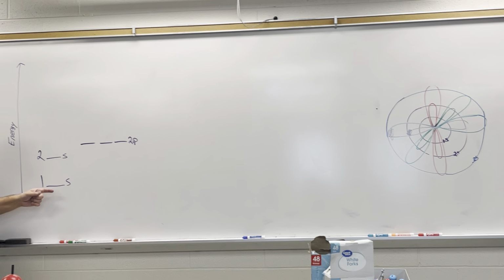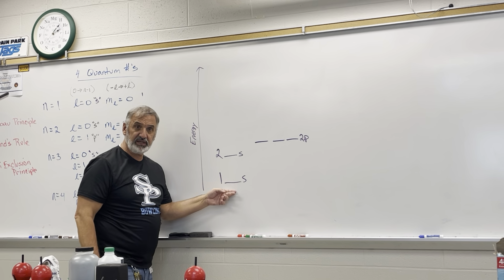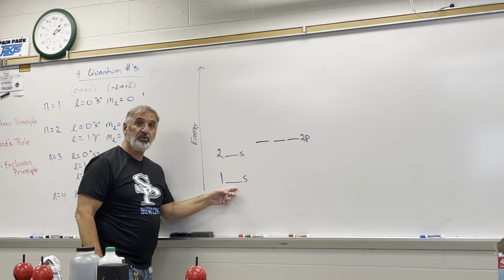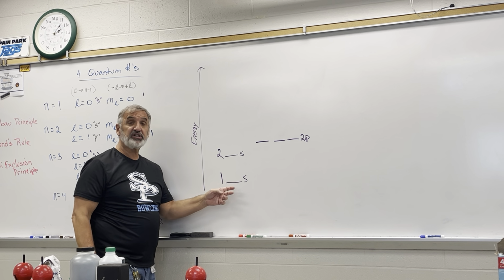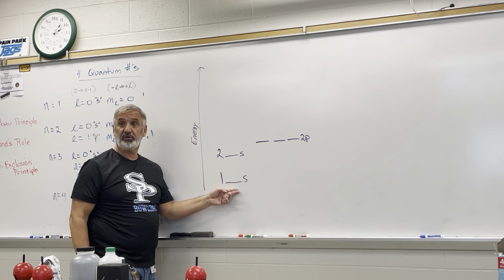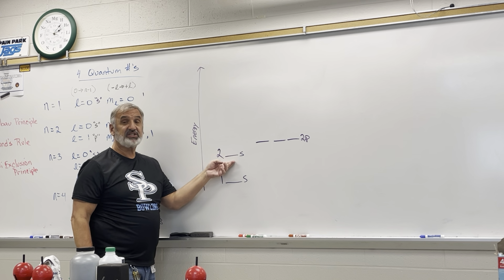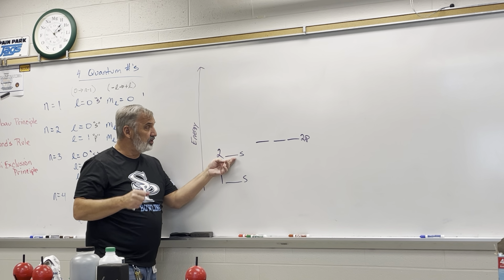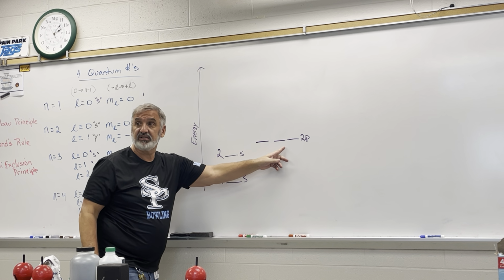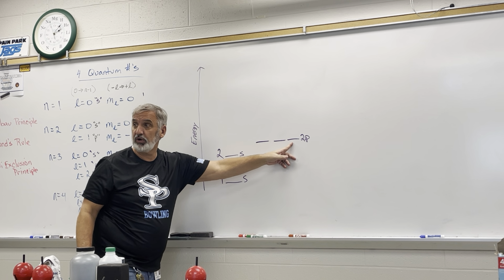So again, how many electrons can go, Jack, stay with me. How many electrons can go in the S sublevel? Two electrons. So on the first energy level, how many electrons can we have total? Two. On the second energy level, how many electrons can we have total? 2, 4, 6, 8. 2 in each orbital.